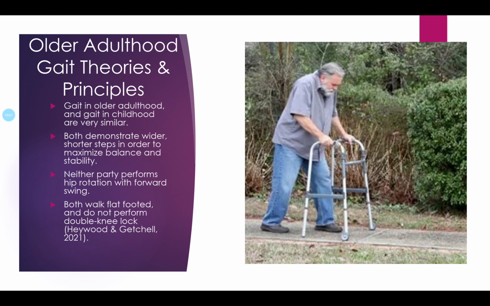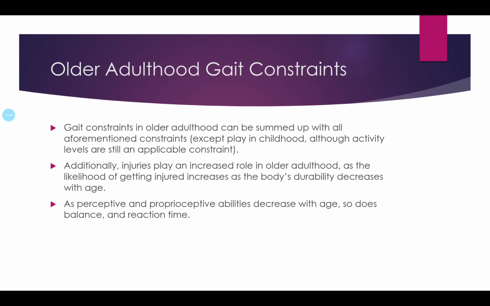Older adulthood gait theories and principles. Gait in older adulthood and gait in childhood are actually very similar. Both demonstrate wider, shortened steps in order to maximize balance and stability. Neither party performs hip rotation with forward swing, and both walk flat-footed and do not perform double knee lock. And again, this is just a generalization. Obviously, there are very healthy older adults that walk perfectly fine, run, are very active, that kind of thing. And we'll get into that a little bit in the next section.